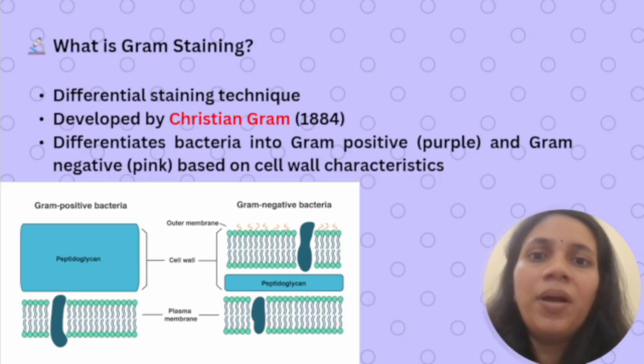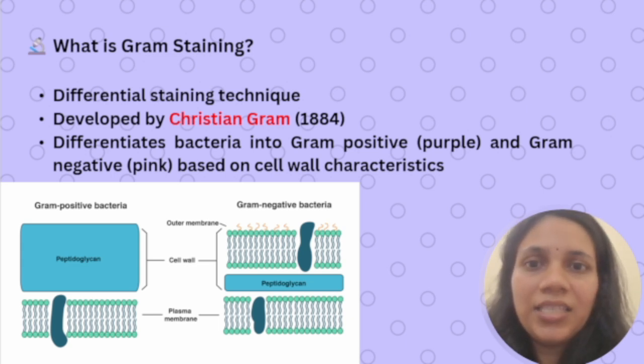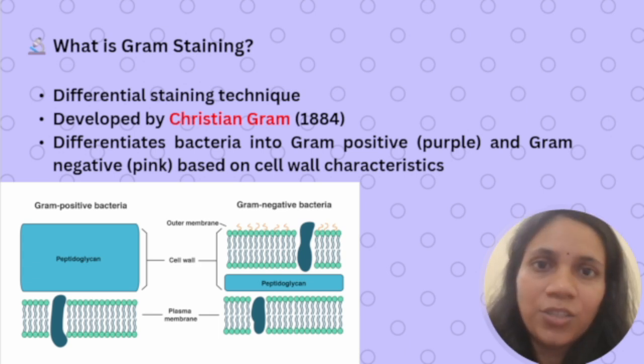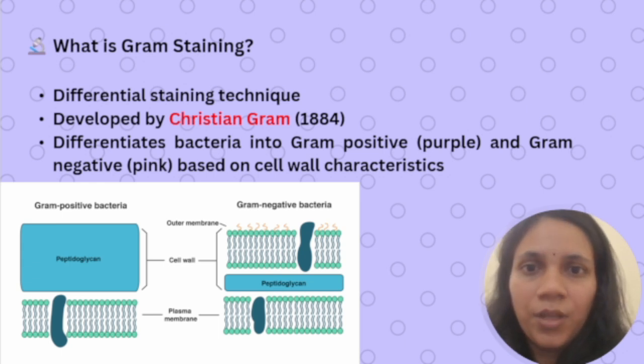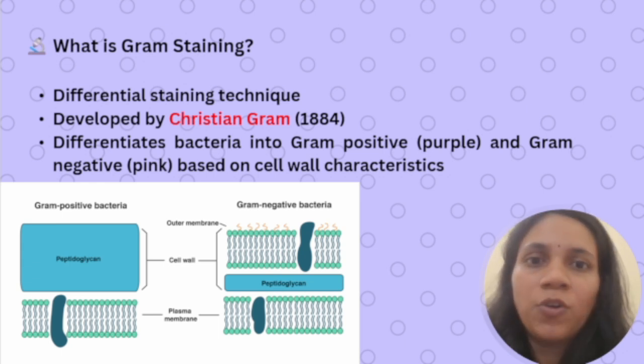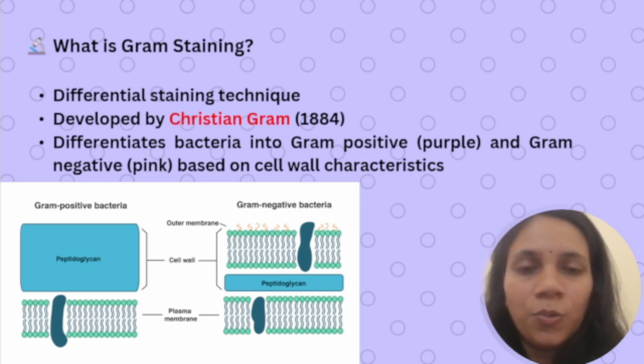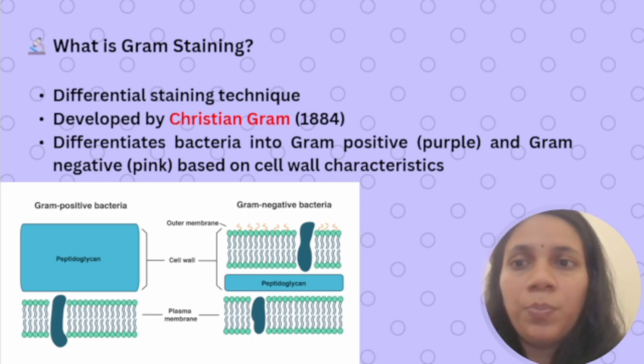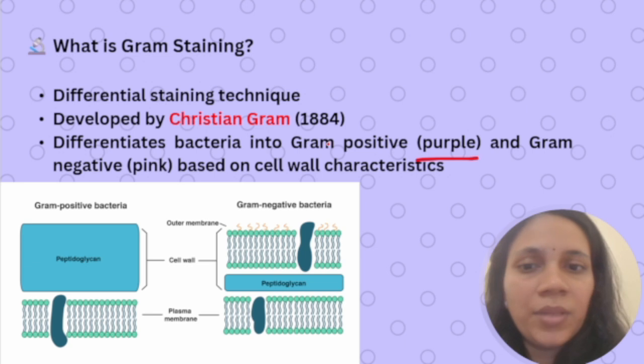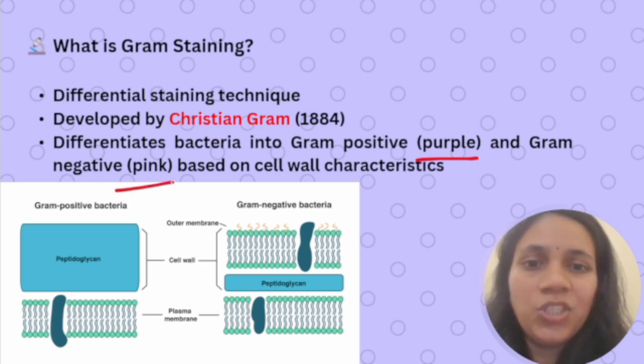Gram staining was developed by Christian Gram, and this is an example of a differential staining technique. That means this method is going to help us differentiate or distinguish between the two different kinds of bacteria under study. So we have two types of bacteria, the gram positive bacteria and the gram negative bacteria. In the principle we will see why it is gram positive and gram negative. The gram positive bacteria normally take up the purple stain, and the gram negative always take up the pinkish reddish stain.